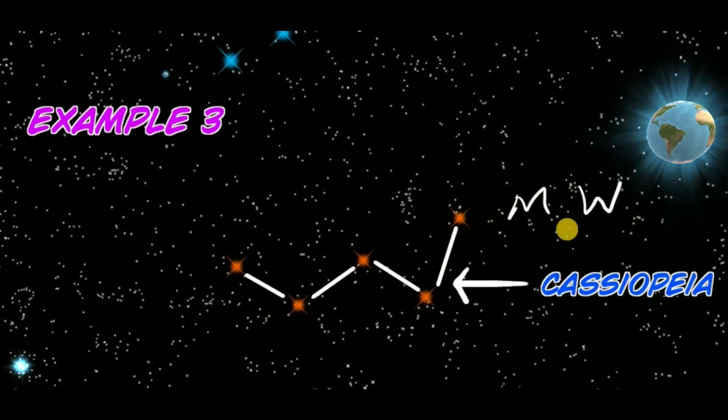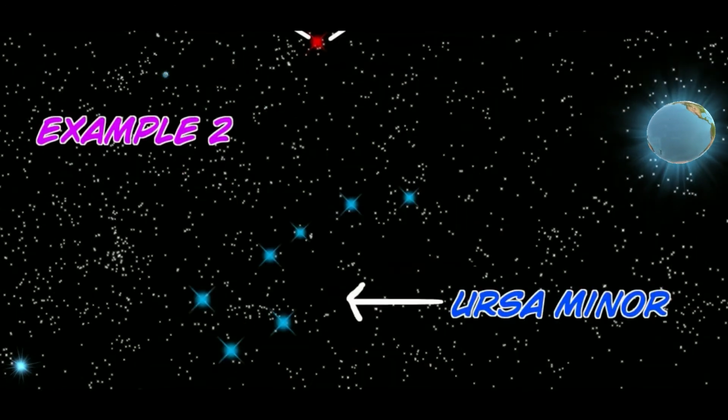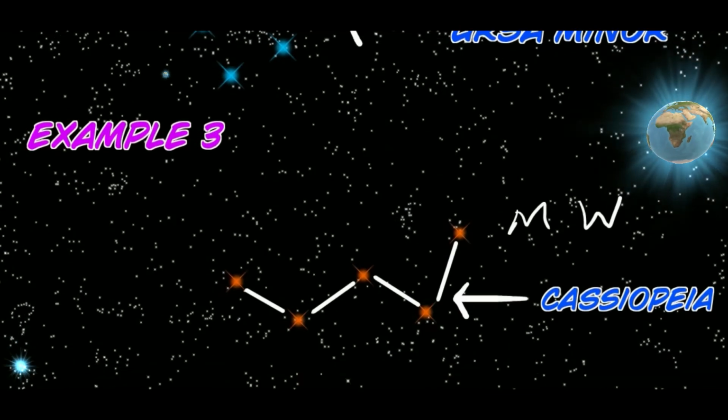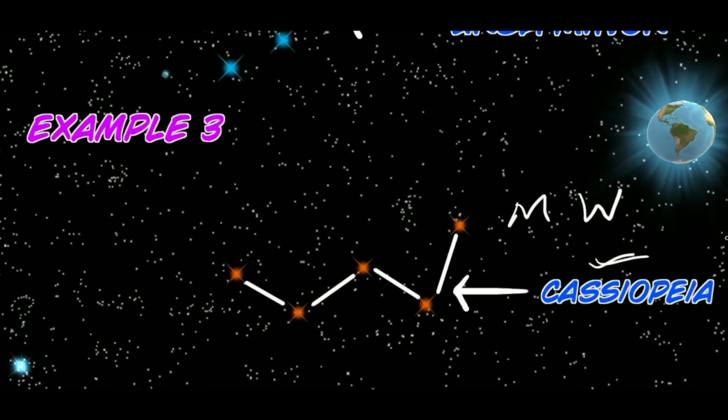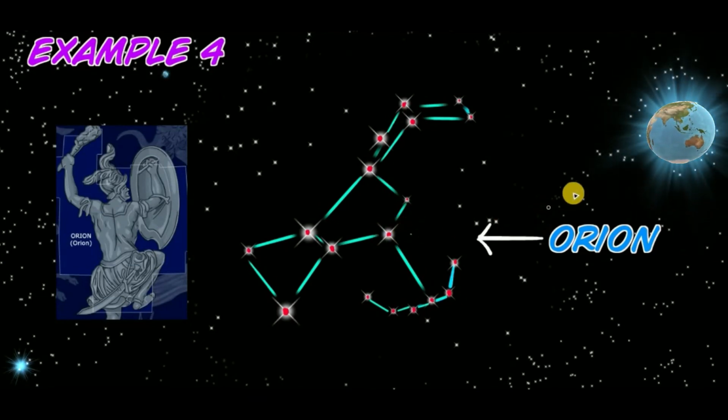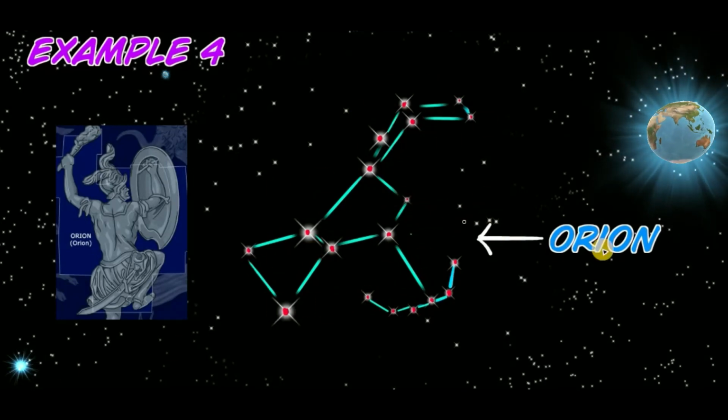Okay, so now we talked about the Ursa Major, we talked about the Ursa Minor, and now we also talked about the Cassiopeia. Now let's talk about the last constellation, and that is Orion. We are going to talk about Orion. So you can clearly see that it is a group of stars. And what does this Orion represent?